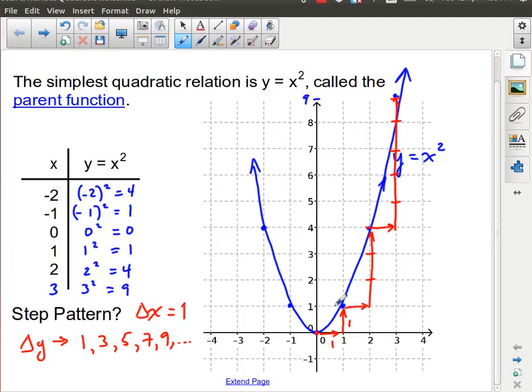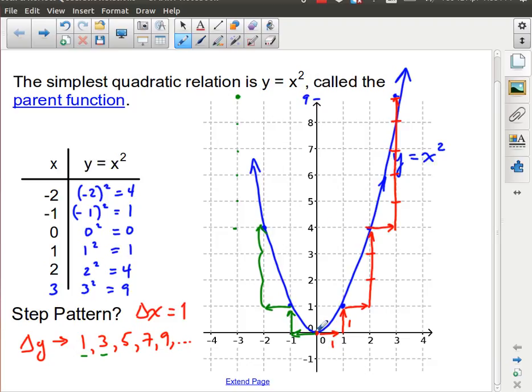And that step pattern works going the other direction as well. I go left by 1 and up by 1. There's that first one. And then I go left by 1 and then up by 1, 2, 3. That's the second one. And then I would go left by 1 and up by 1, 2, 3, 4, and it's not quite on my scale, but 5, and that would be my next point.